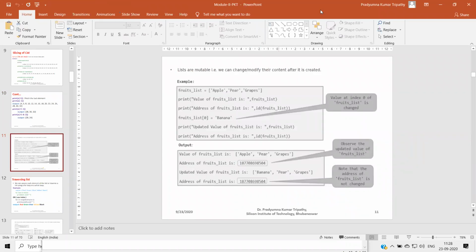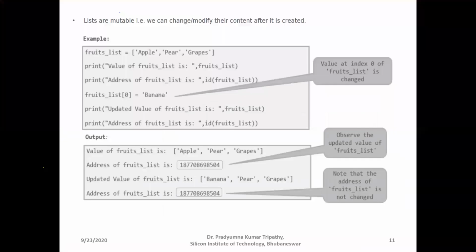So I have already told you lists are mutable. That is, we can change or modify the content after it is created. So it is mutable, means we can change its content, right? Suppose I have a fruit list. Let me take my fruit list as apple, pear, and grapes. Correct.